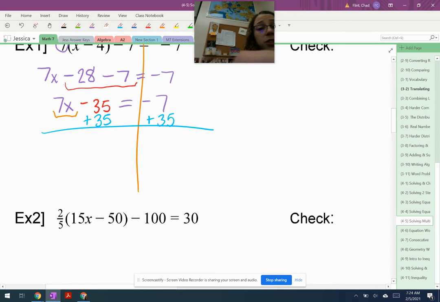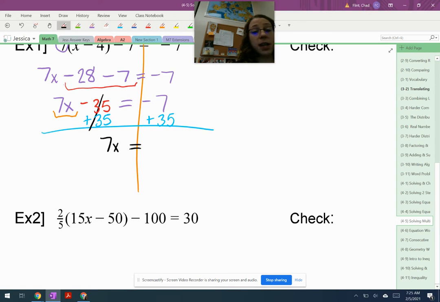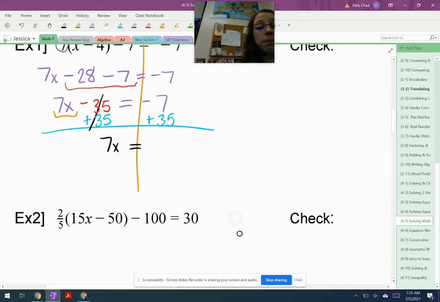Okay, so now I'm just going to do a little two-step equation stuff here. My negative 35 and positive 35 cancel out like I wanted it to. My 7x carries down. And then over here on the right-hand side, I'm just doing 35 minus 7, or negative 7 plus 35, either way. And that's giving me 28.